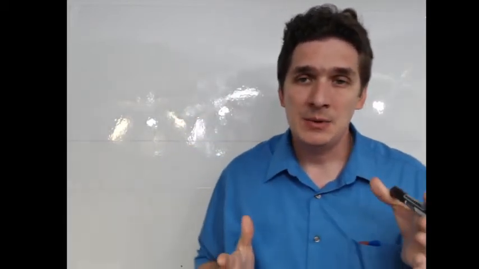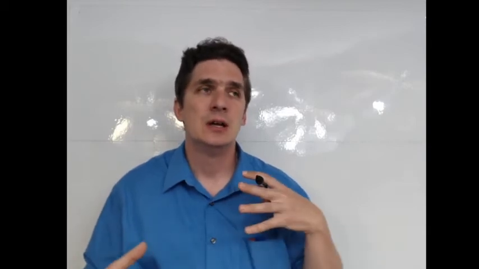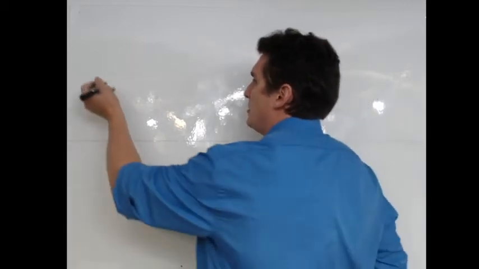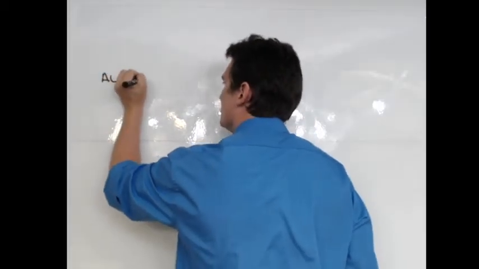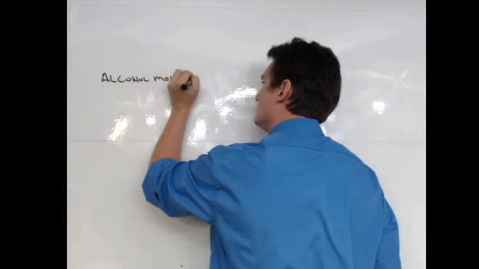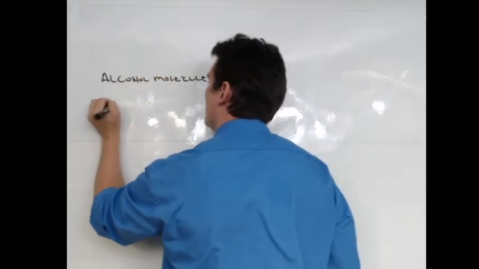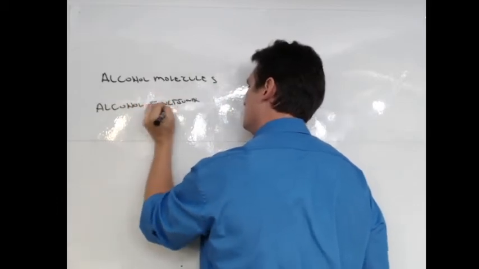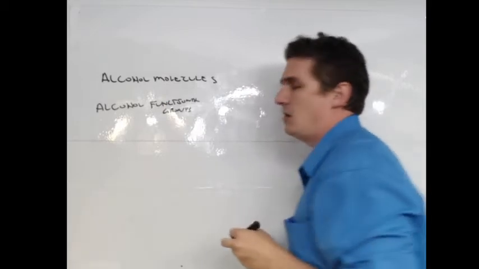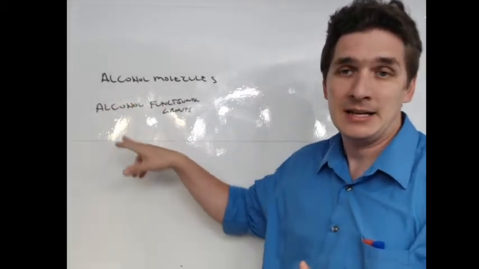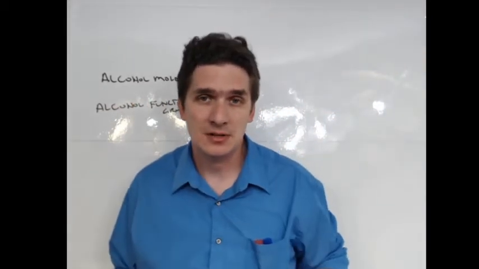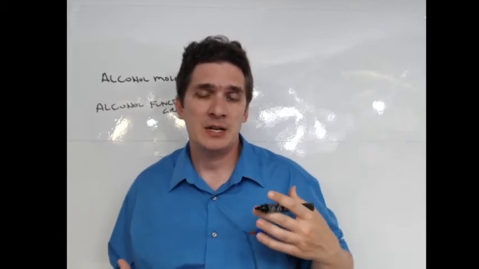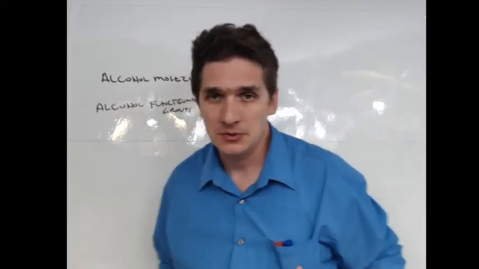So I have seen a common misconception, and this is more of an artifact of how we say things in chemistry. So there are alcohol molecules, and then there are alcohol functional groups. Now, all alcohol molecules contain an alcohol functional group. That's what makes them alcohols. But an alcohol functional group is not an alcohol molecule.